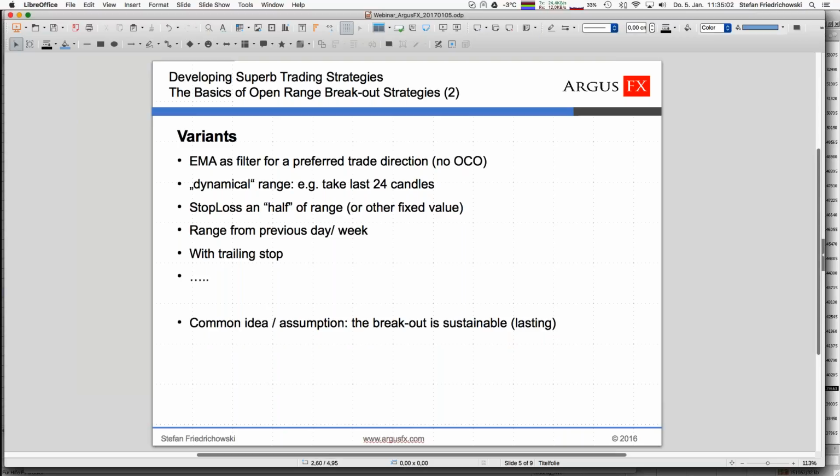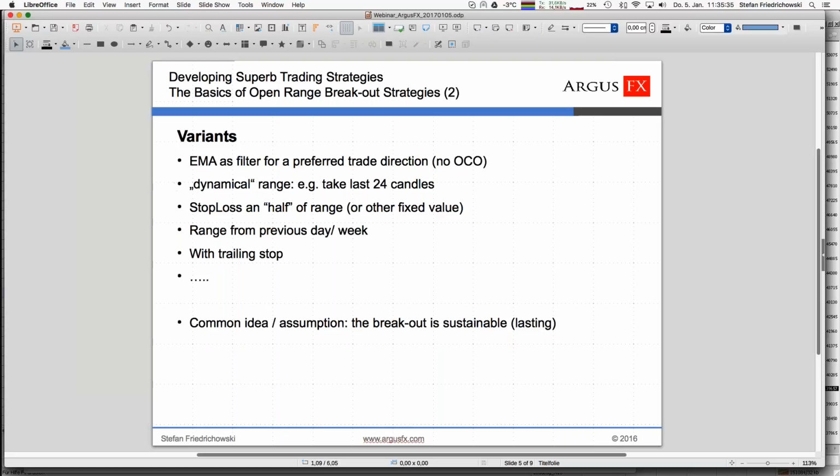You might not have two orders. You might use an EMA as a filter for preferred trade direction. So you can say, okay, only if the price is above the EMA, then I place a long order, and a short order only if the price is below the EMA. That would be one potential filter, a variant of that kind of strategy.